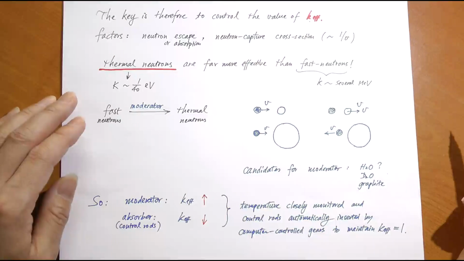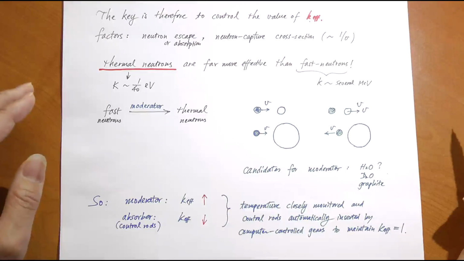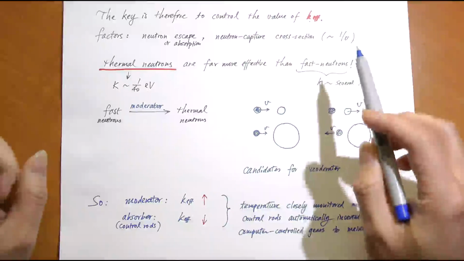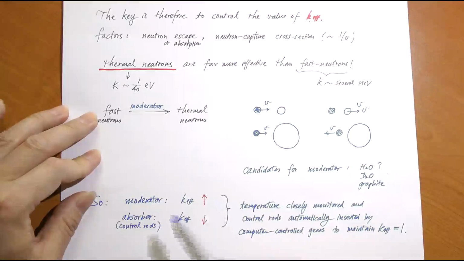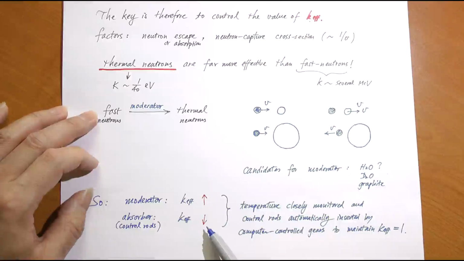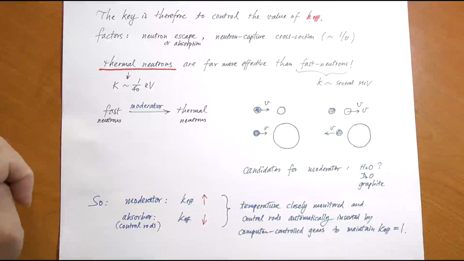Okay, so these are the two primary things we do to control K effective, to make sure it doesn't go too high or too low. One is the moderator, which tends to increase K effective, and the other is the absorber, in the physical form of control rods. We make these control rods out of things like cadmium to absorb the neutrons in case the K effective gets too high.